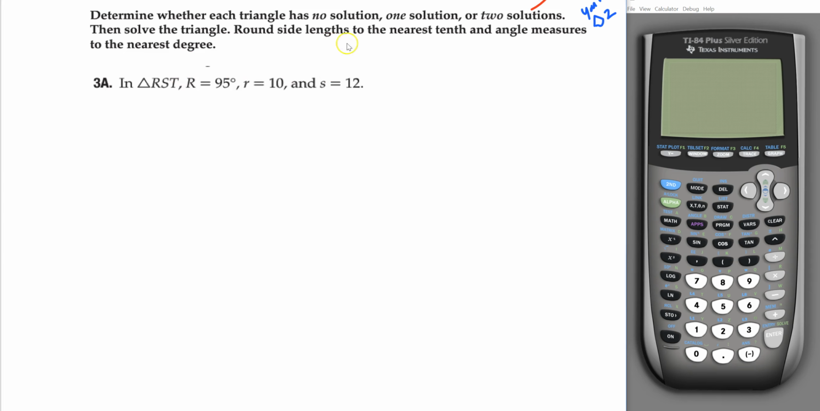So again, determine whether each triangle has 0, 1, or 2 triangles, and then solve the triangle. I'm actually going to do that last, because I think the book tells you to do it first. That's an extra step that's not worth it. Let's just solve it. Let's see what happens.